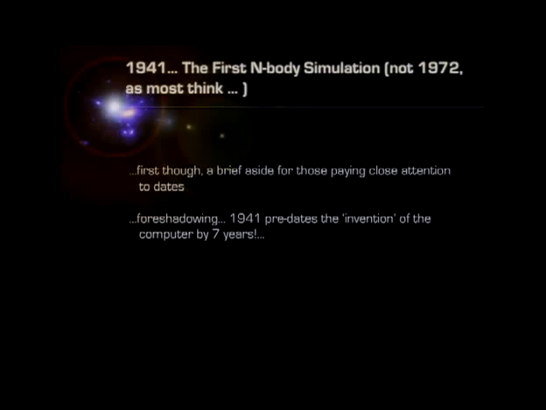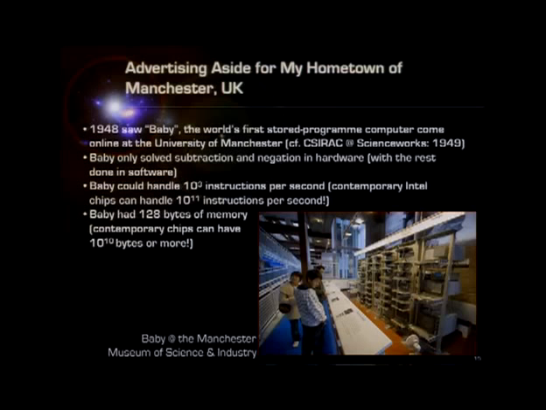Now, those of you who are aficionados of computers may wonder how the first n-body simulation was done in 1941, when computers actually didn't get invented till 7 years after that. And just as a brief aside, that first computer is called Baby. It was built at the University of Manchester, and a replica of it came online in 1948. You can go see the replica at the Museum of Science and Industry in Manchester, which is where I live. If you look at the numbers, I mean, first, the scale, it's really, really big.